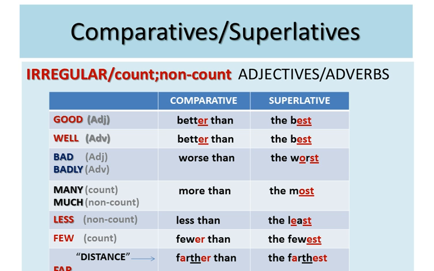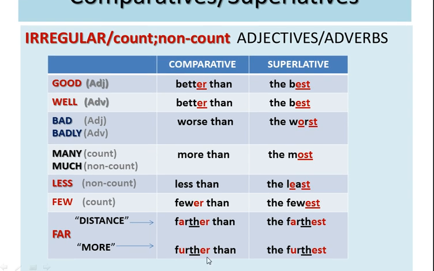Naturally, every time we do this, we end up with some irregular forms. And what we have here is the form good, which becomes better than in comparative, and the best in superlative. The word bad becomes worse than and the worst. The forms for much and many, more than, the most. The forms for less and few, less than, the least, fewer than, the fewest.